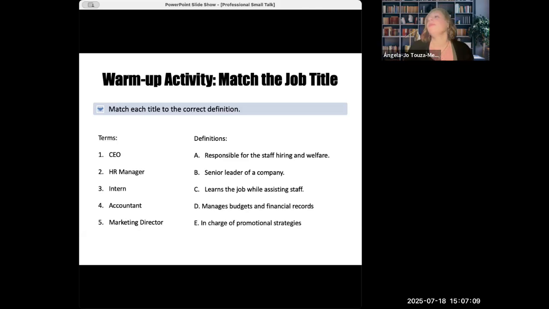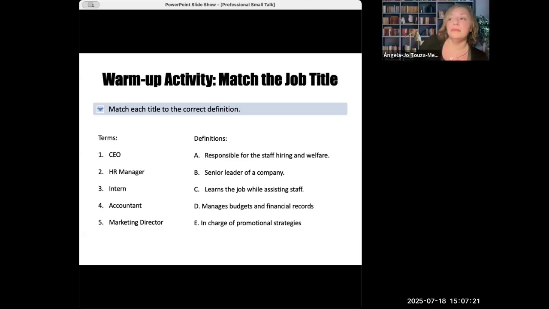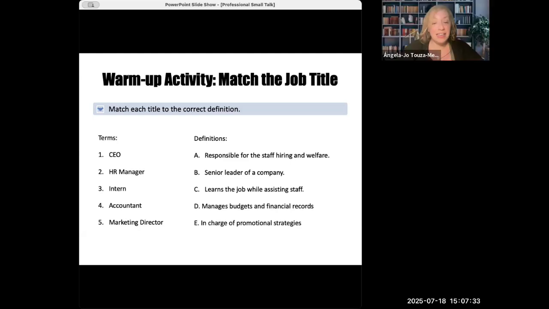No questions? Okay. So, Dale, are you here? Yes, I'm here. Okay. So the CEO, term one, what does that match with in the definitions? The CEO would match, according to me, to be senior leader of a company. Perfect. Thank you so much, Dale.